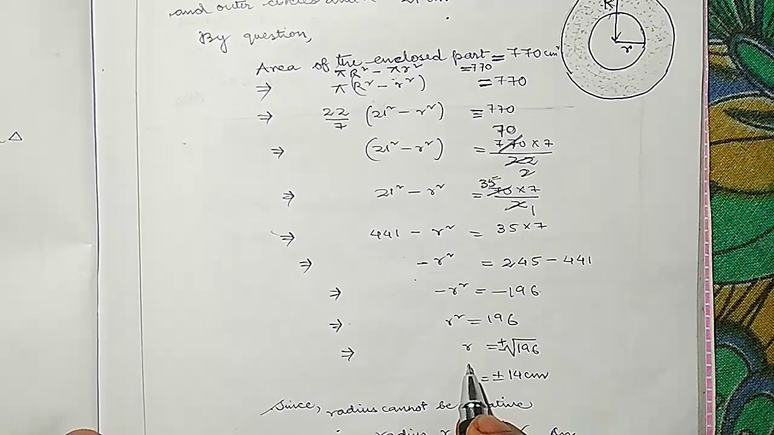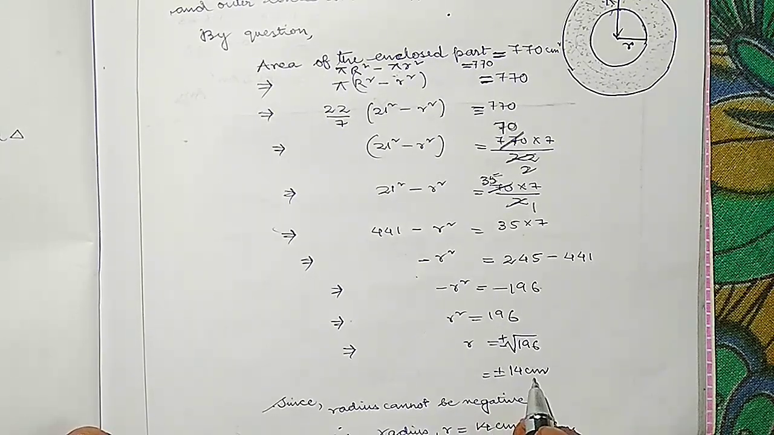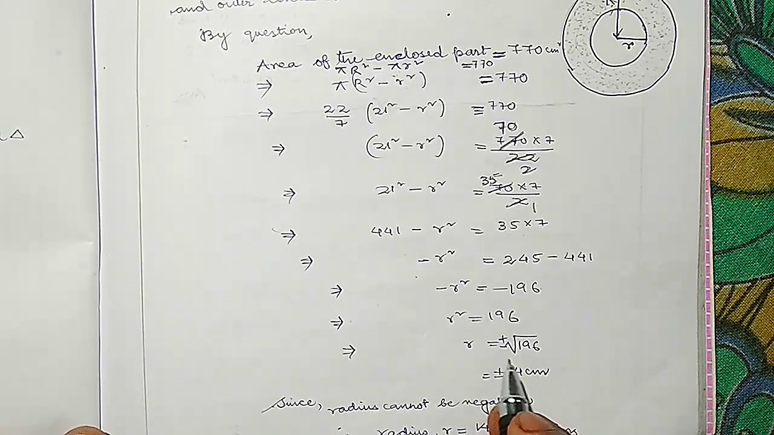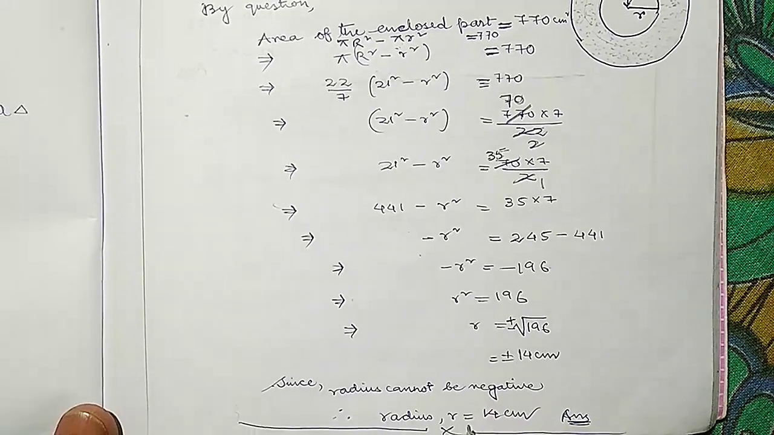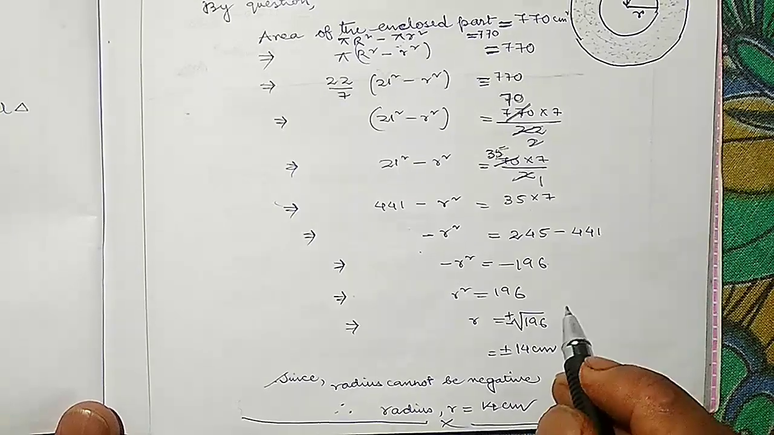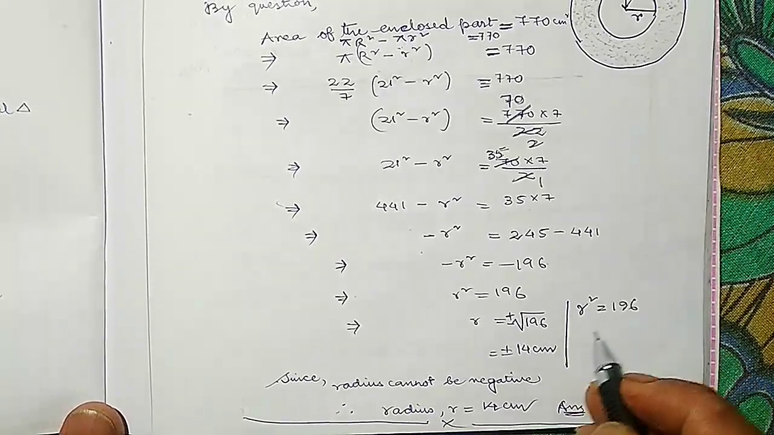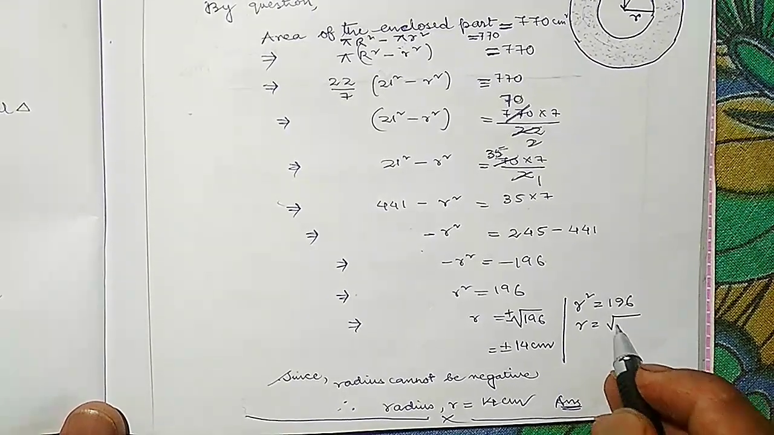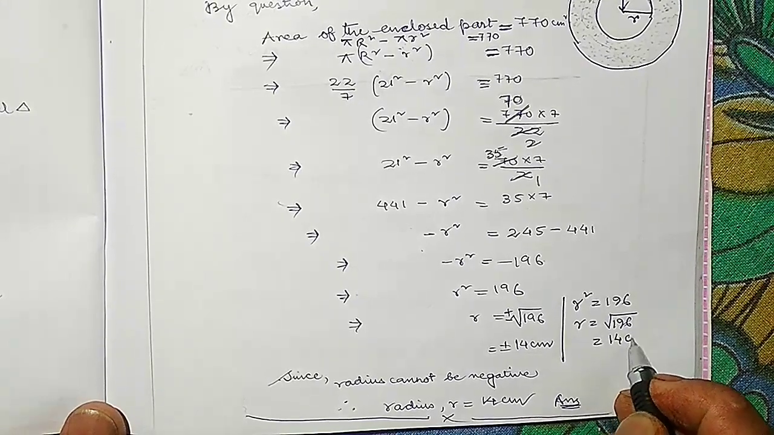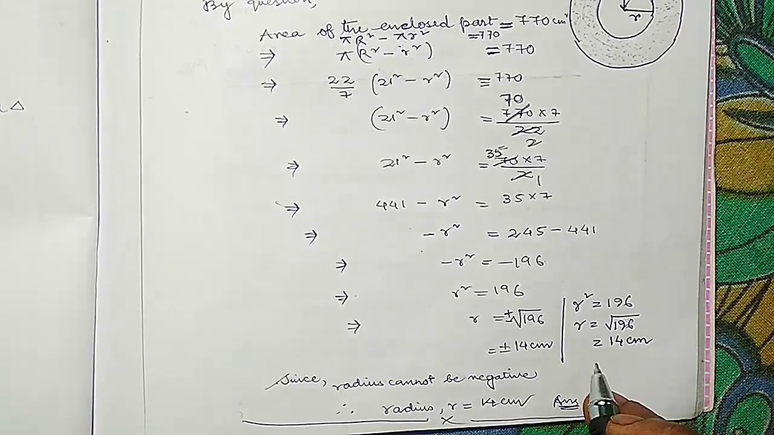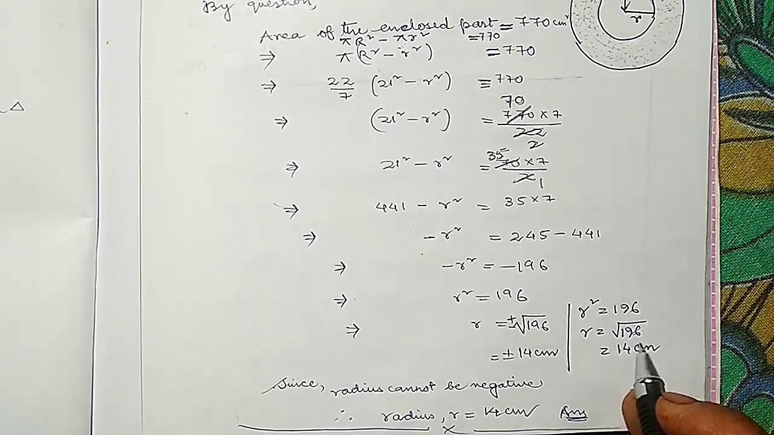So r equals root over 196, which will give you plus minus 14. Since radius cannot be negative, directly we can write, therefore, radius equals 14 centimeters. From this step you can also write r square equals 196, that means r equals root over 196, which gives 14 centimeter. No need to mention plus minus because radius cannot be negative. Therefore, the radius of the inner circle is 14 centimeter.